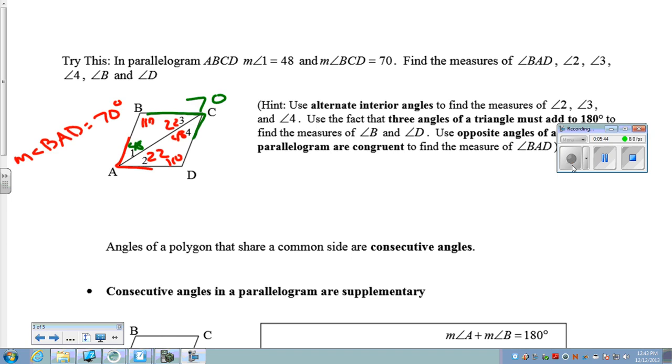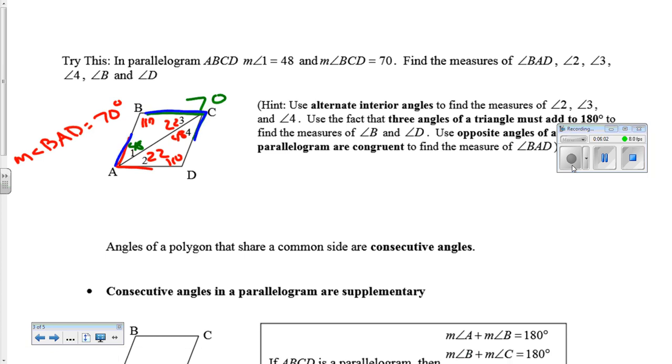All right, let's take a look. What I did was I started by labeling the angles that I knew in green. I know that the measure of angle 1 is 48. I also know the measure of BCD is 70. Now careful, BCD is that entire angle. It's the 3 and the 4 together, okay? So where did I go from there? Well, I knew that BCD was going to be the same measure as BAD because opposite angles are congruent. So if BCD was 70, that means BAD had to be 70. So this whole thing I'm outlining right now is 70.